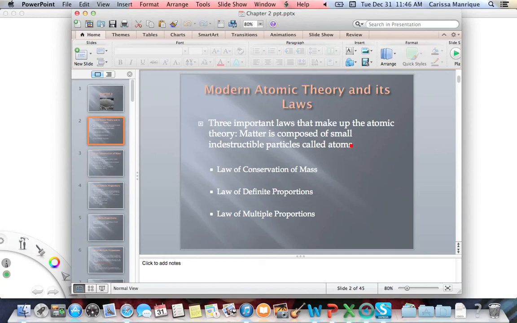So again, everything is made up of atoms, essentially. So those elements on the periodic table, those are different types of atoms we have. So everything is made up of those atoms. That is the atomic theory. Atomic meaning atom, everything is made of atoms. Okay?